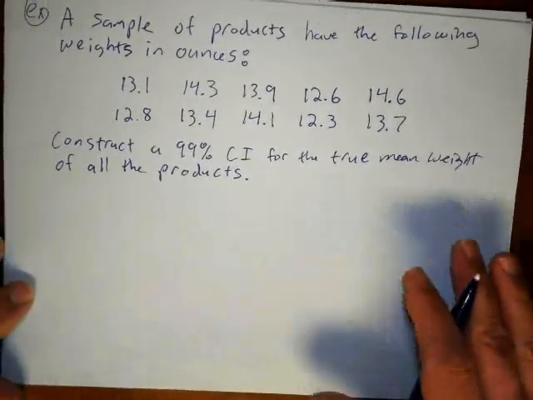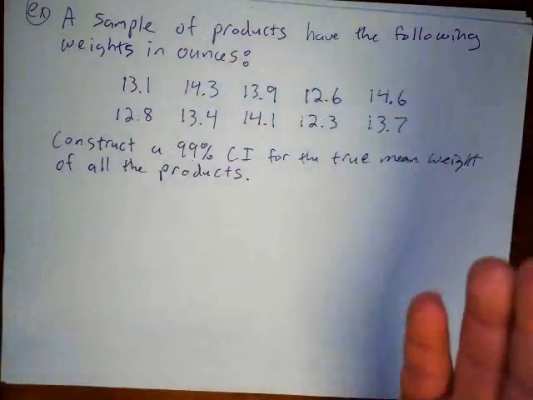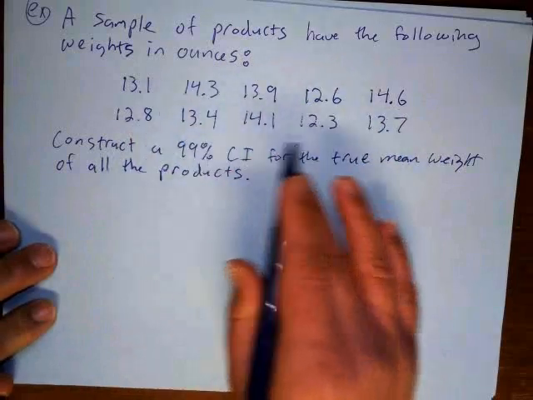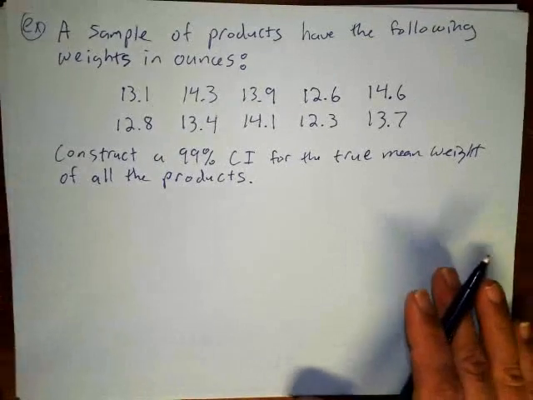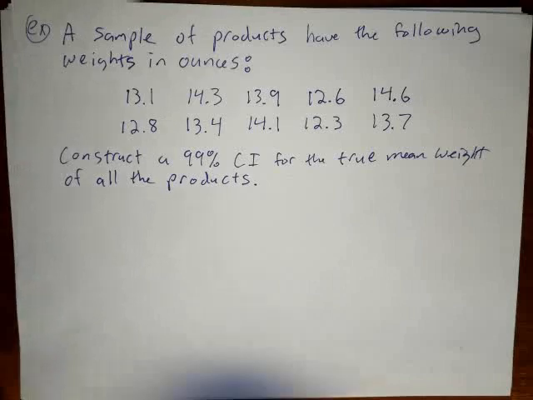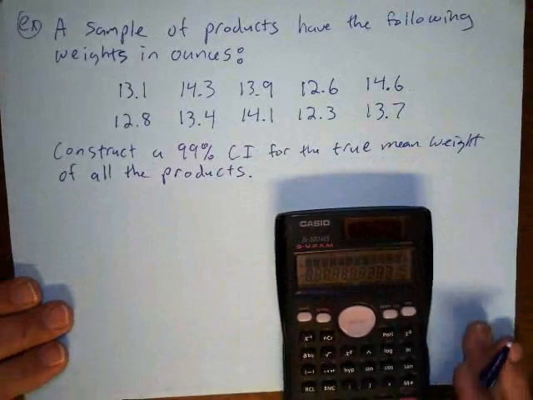So in this case, this is the sample of products, so maybe a company that makes potato chips or something, and this is a sample for the weight in ounces for the product. Okay, so go ahead, pause the video, and see how you do. Okay, so let's go ahead and try this, and you can check your work.